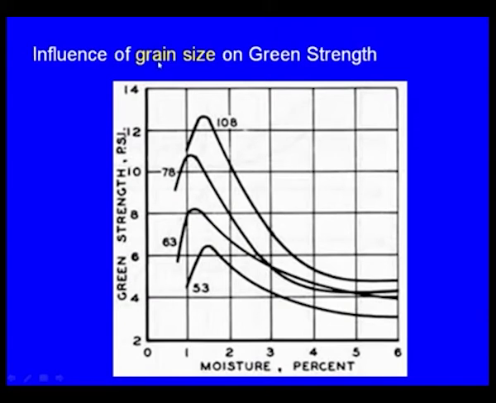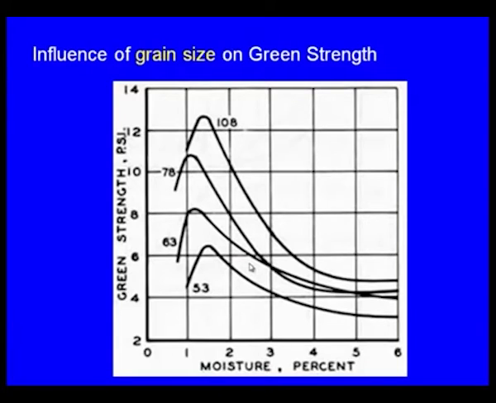Next one, influence of grain size on the green strengths. Now in this graph we can see the green strengths of different sands of different grain fineness. You can see here 4 graphs are there. This graph's grain fineness number is 53. For this sand, the grain fineness number is 63. For this sand, the grain fineness number is about 78, and this is 108.